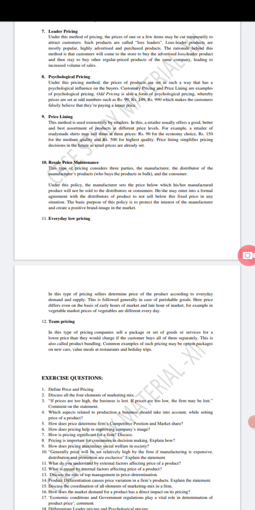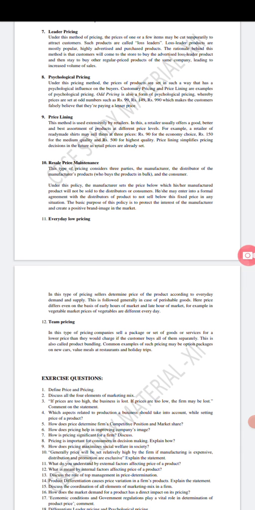Next, point 9, price lining. Price lining is somewhat related with product lining. As I taught you, product lining. Product line means one company is making many products in its product line. So as product lines are different, similarly price lines will also be different.